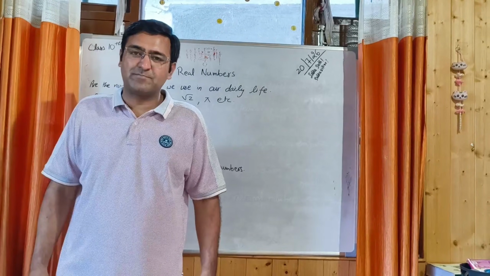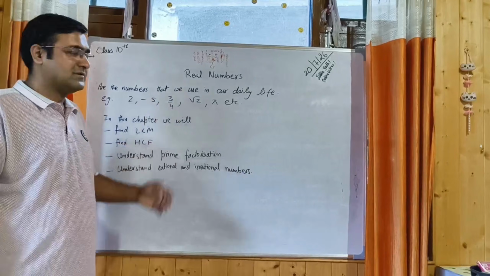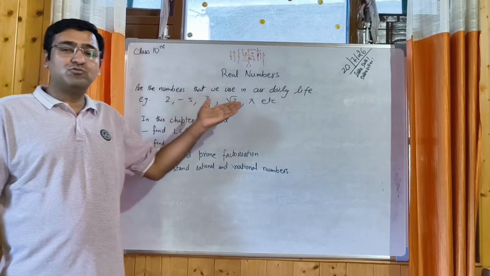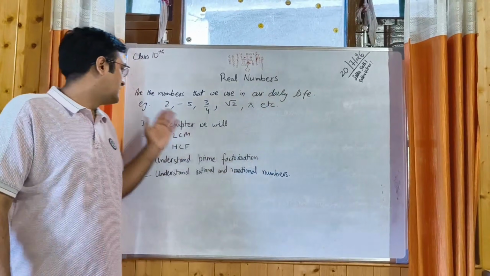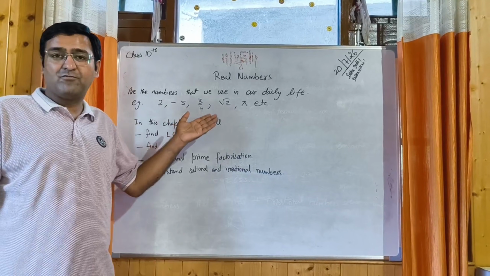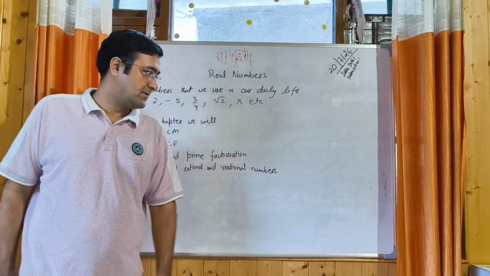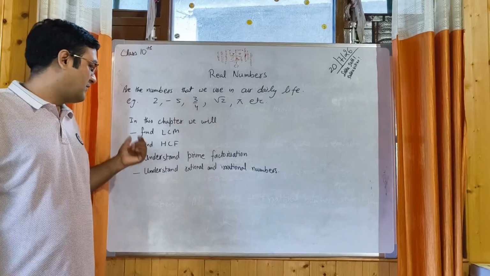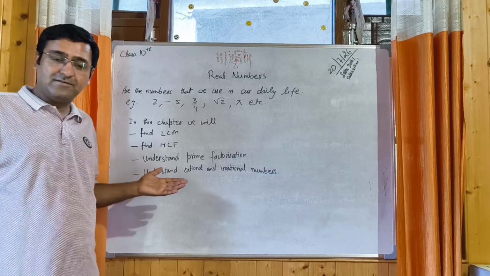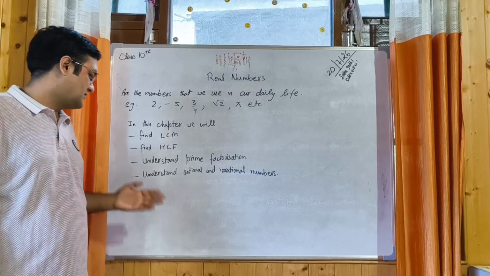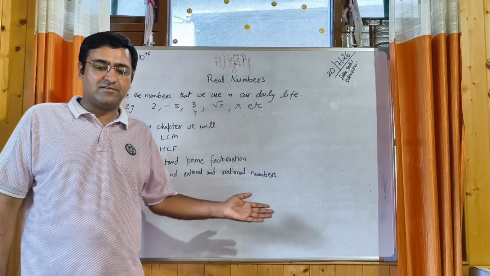Today I'm going to present the chapter Real Numbers. Real numbers are the numbers that we use in our daily life. For example, 2, -5, 3/4, √2, π, etc. In this chapter, we will find LCM, HCF, understand prime factorization, and understand rational and irrational numbers.